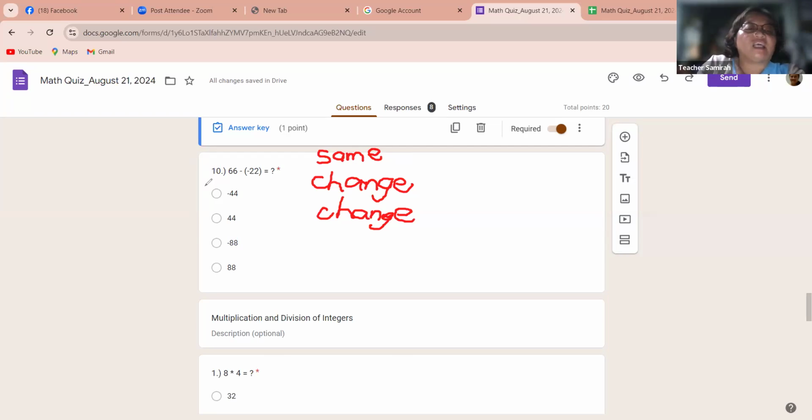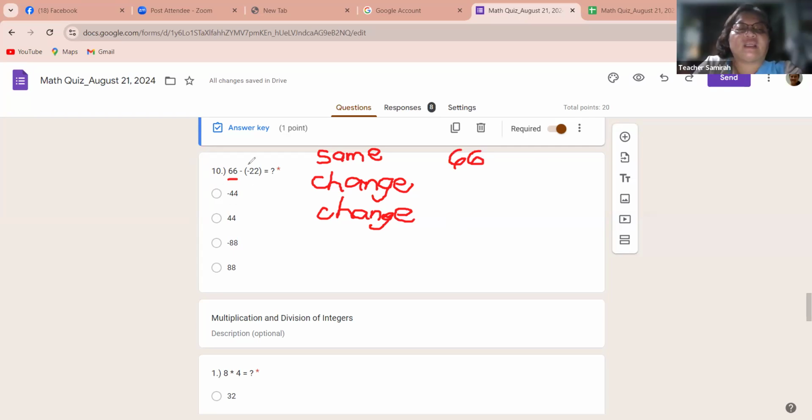Okay, what is the first integer for number 10? What is the first integer? Anyone would like to answer? 66. Okay, we are not going to change that one. We are simply going to copy it.